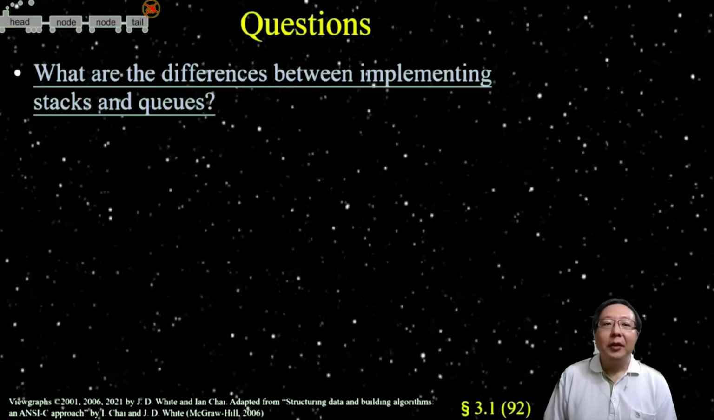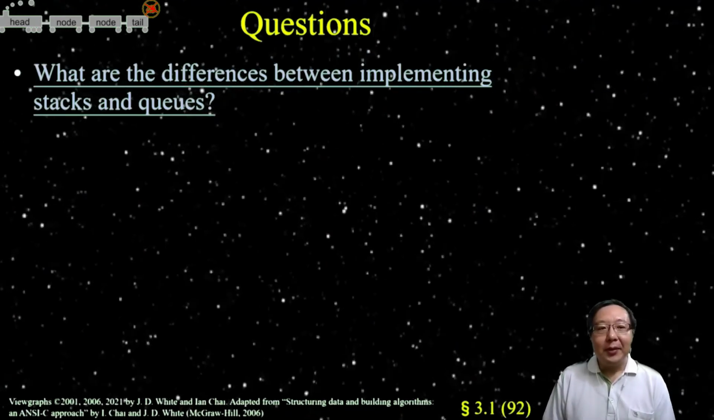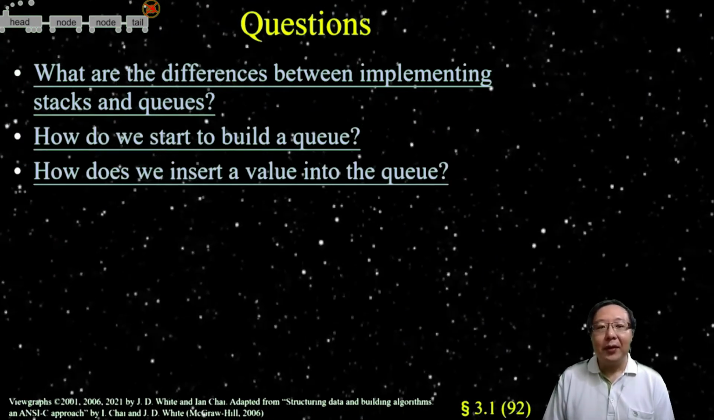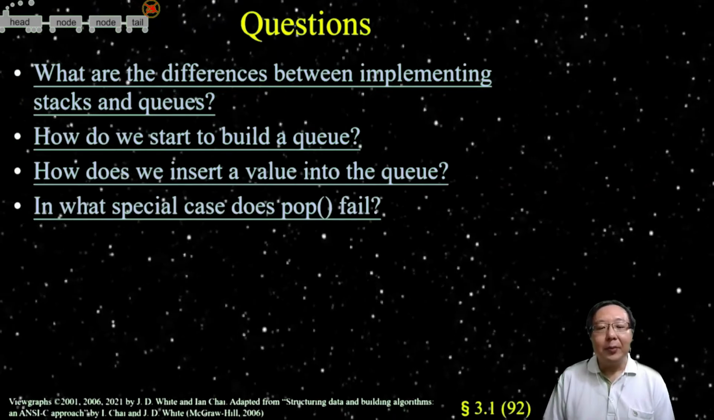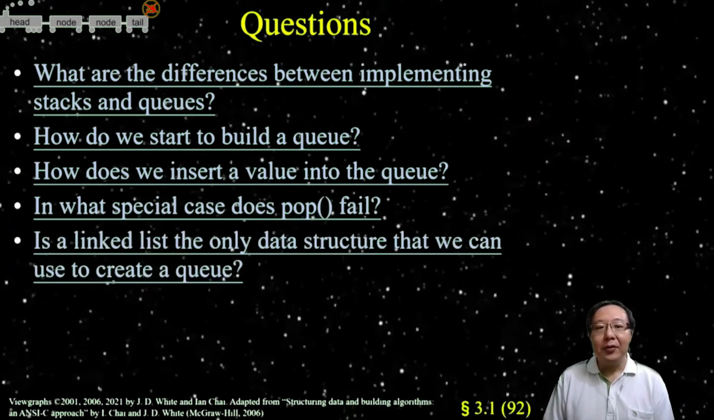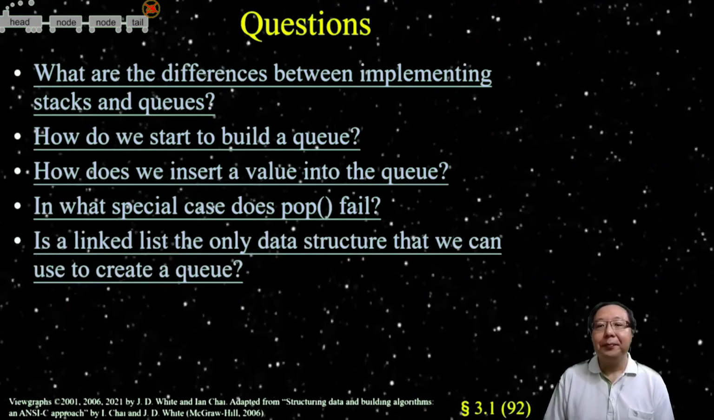Okay, what are the differences between implementing stacks and queues? How do we build a queue? How do we insert a value into the queue? In what special case does the pop fail? And is a linked list the only data structure we can use to create a queue?